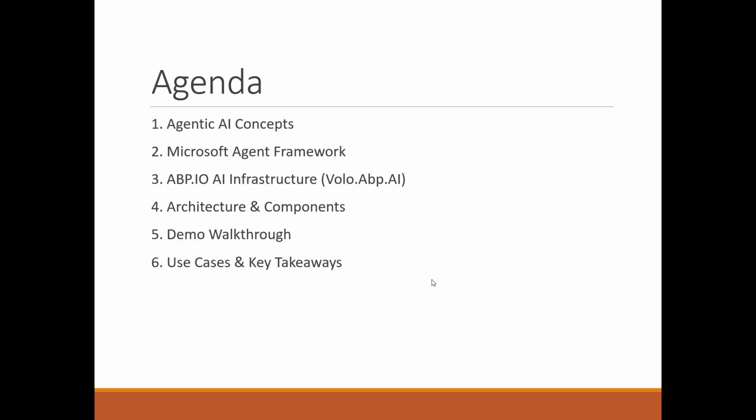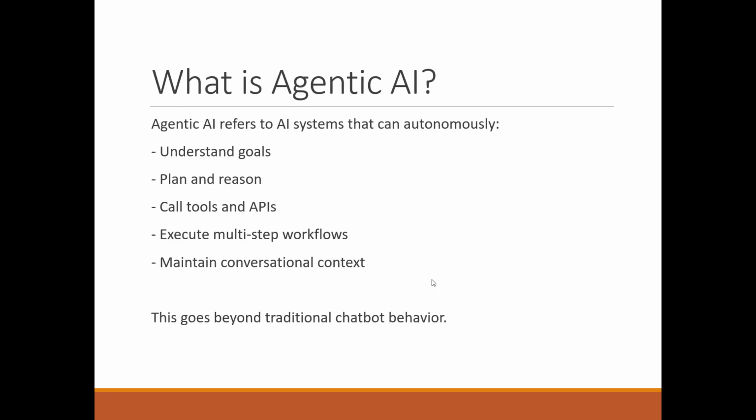Our agenda is this: we will briefly learn what agentic AI concepts are, what the Microsoft Agent Framework is doing, and how the ABP.io AI infrastructure is built on top of that Microsoft Agent Framework. Then we will see the architecture and the components ABP.io is using. Then I will walk you through the code snippet in which I have already implemented it. And then I will let you know the use cases and the key takeaways of using the AI. Briefly, what is agentic AI?